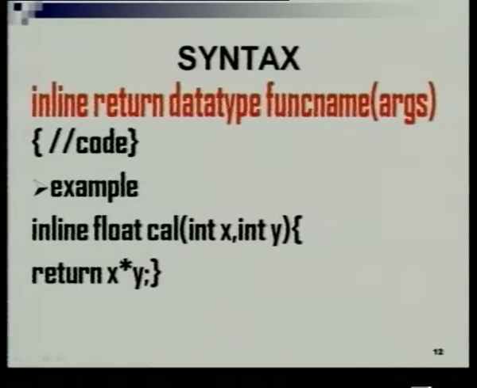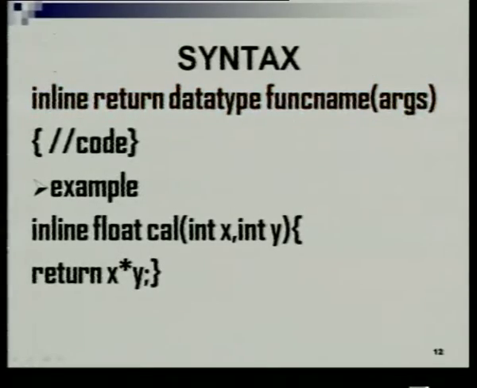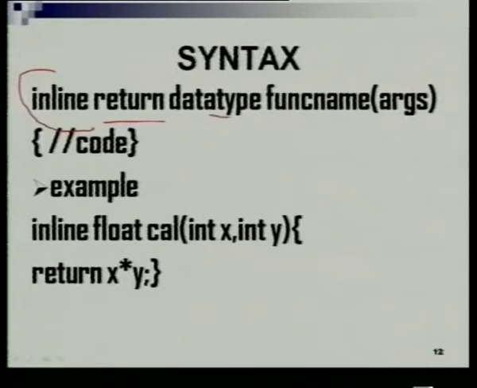Now, how do you declare it? You have to use the keyword inline as it is mentioned over here. The keyword inline is very important. The return data type, this is normal for all the functions, whether it returns an integer value or a float, or if there is no return type, we declare it to be of type void. Then you have to give the return data type and the function name followed by the arguments. A function may or may not have arguments, this is optional.